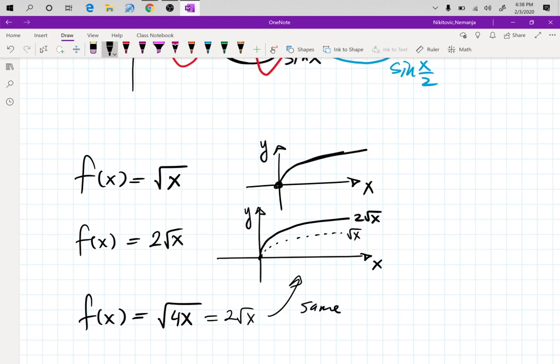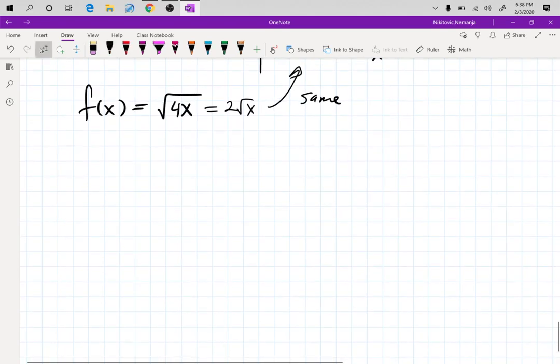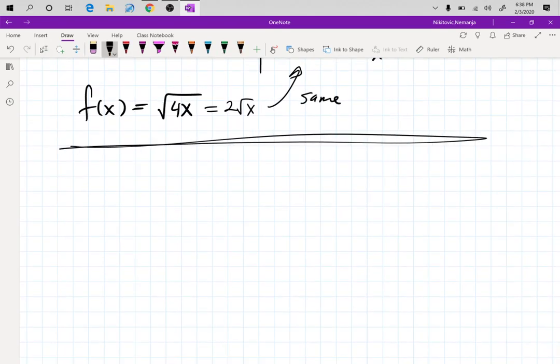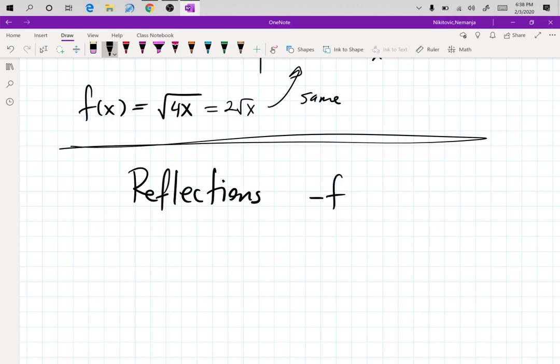These transformations are called reflections, and that's just minus signs that pop in to reflect the function on either the x or the y-axis. So the last set of transformations are reflections. And we have two reflections. We have negative f of x and we have f of negative x.